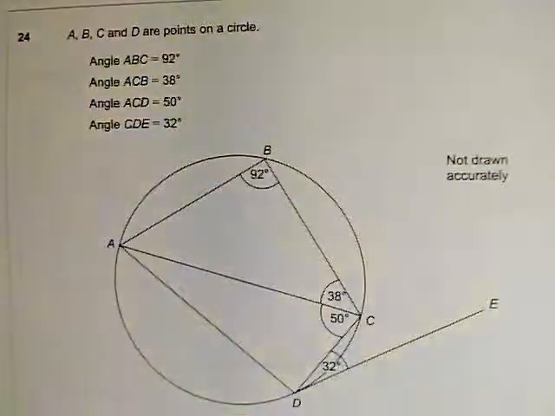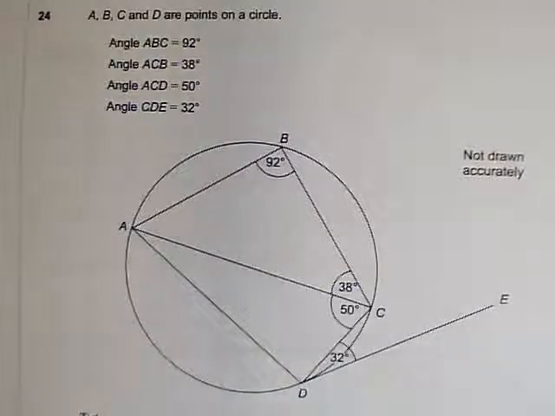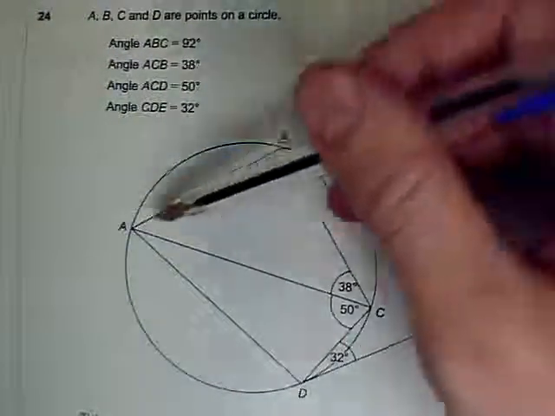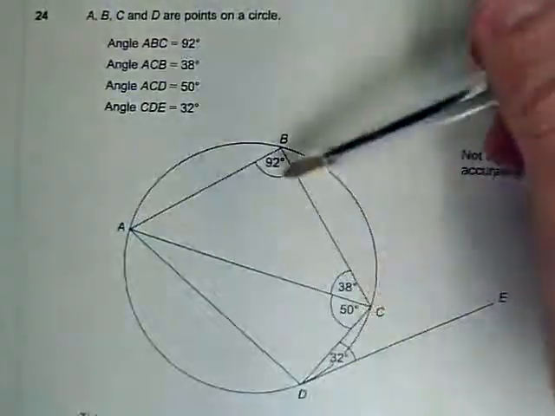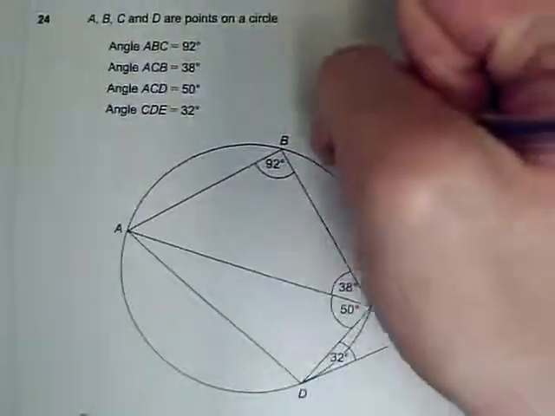Okay, question 24 is our circle theorems question, and it's a bit of an unusual type of question in the sense that rather than working out certain angles, we're asked to recall our circle theorem facts that we need to learn. So we're told that A, B, C and D are points on a circle. Now hopefully you're recognizing that because they are all points sitting on the circumference of the circle, this is known as a cyclic quadrilateral.